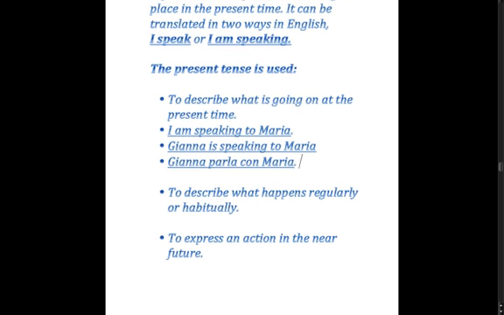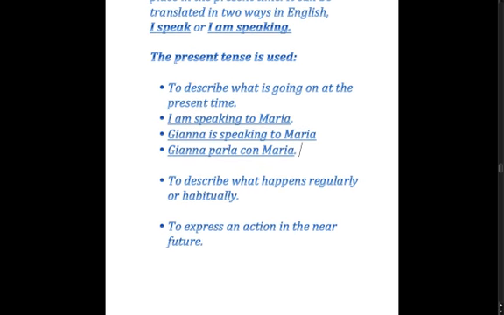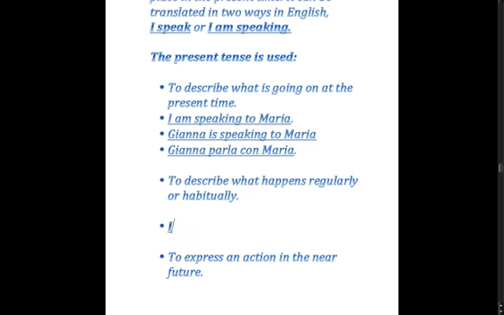The next one is to describe what happens regularly or habitually. An example of this, io vado a scuola ogni giorno. Io vado a scuola ogni giorno. I go to school every day. So that's something that happens regularly and habitually, and we have used andare in the present tense.